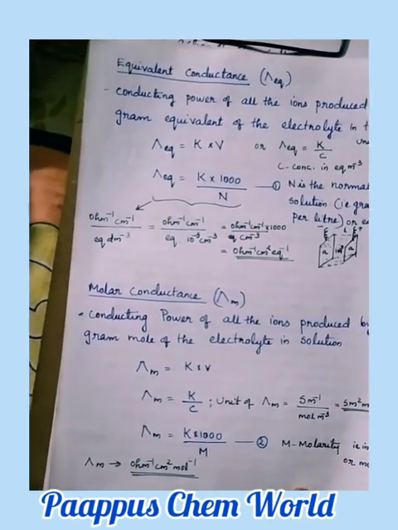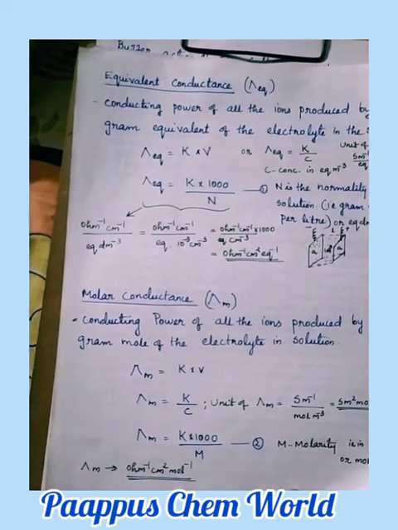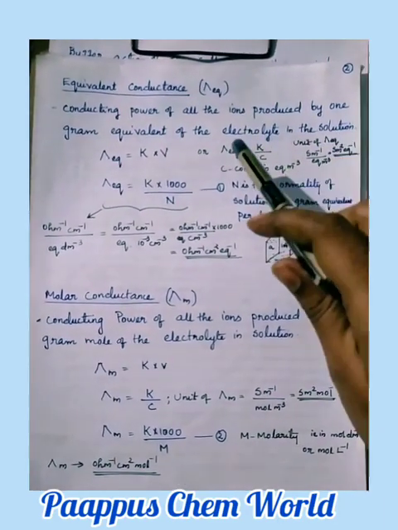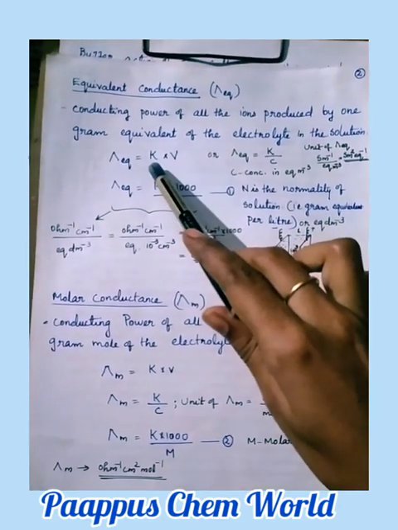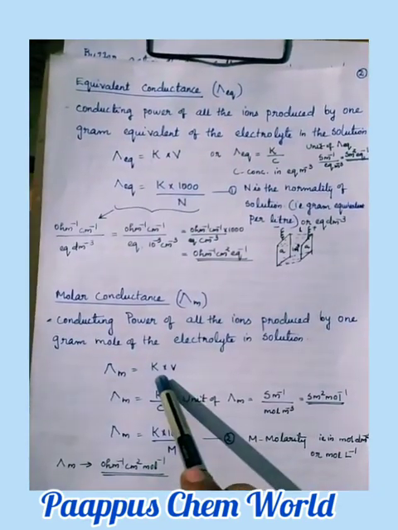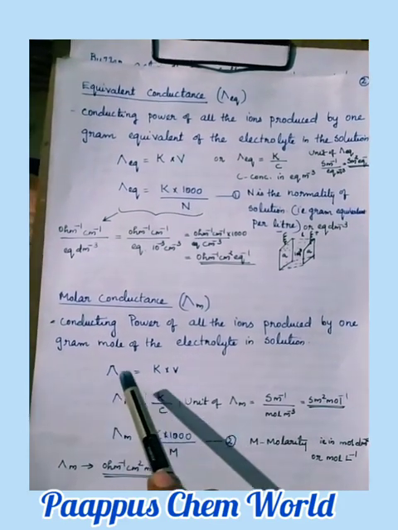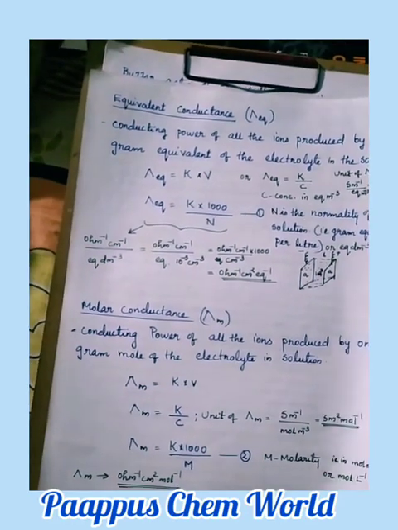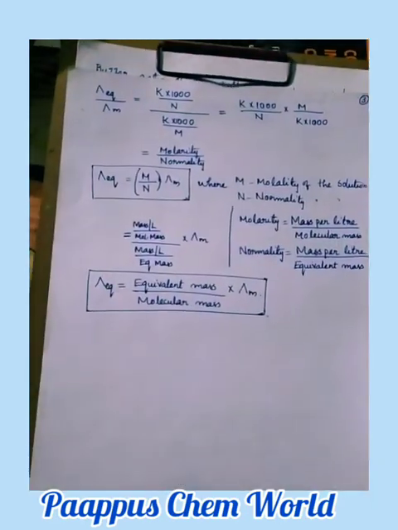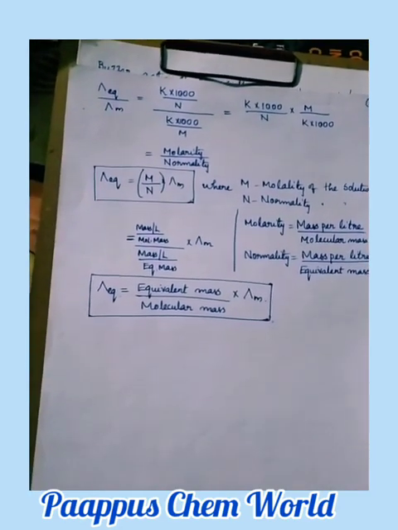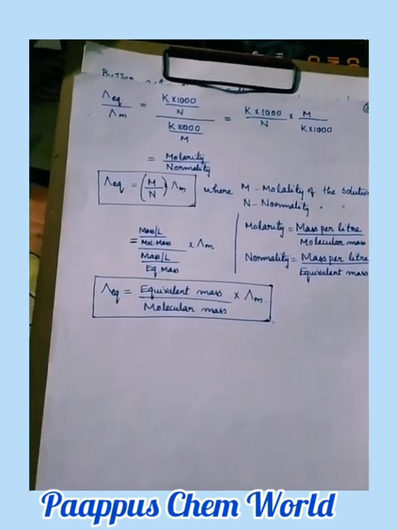Then we are going to discuss the relationship between equivalent conductance and molar conductance. Here we have seen the relationship between specific conductance and equivalent conductance, and here the relationship between molar conductance and specific conductance. Okay. Then we are going to discuss the relationship between equivalent conductance and molar conductance.